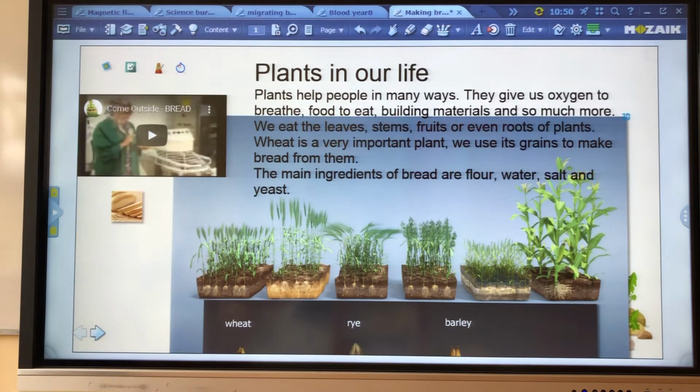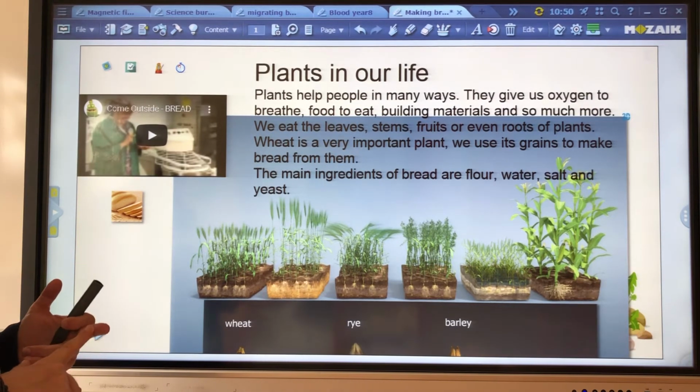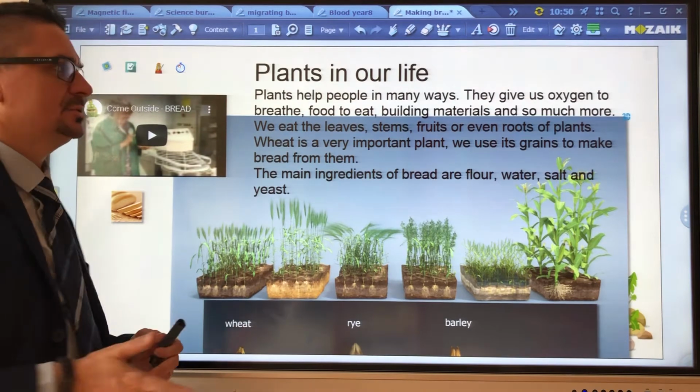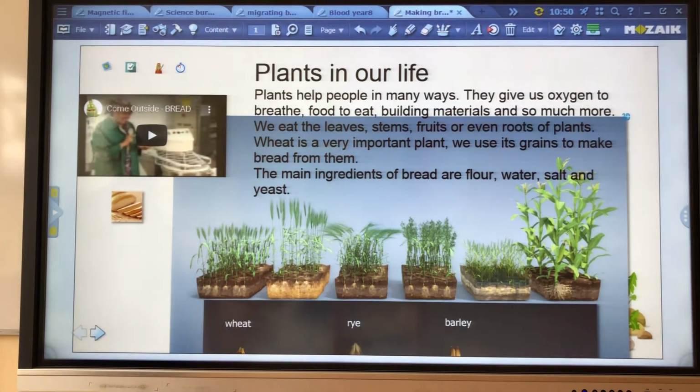So, where were we? Plants are important in our lives. Plants help people in many ways. They give us oxygen to breathe, food to eat, building materials, and so much more. We eat their leaves, stems, fruits, or even roots. Wheat is a very important plant. We use its grains to make bread from them. The main ingredients of bread are flour, water, salt, and yeast.